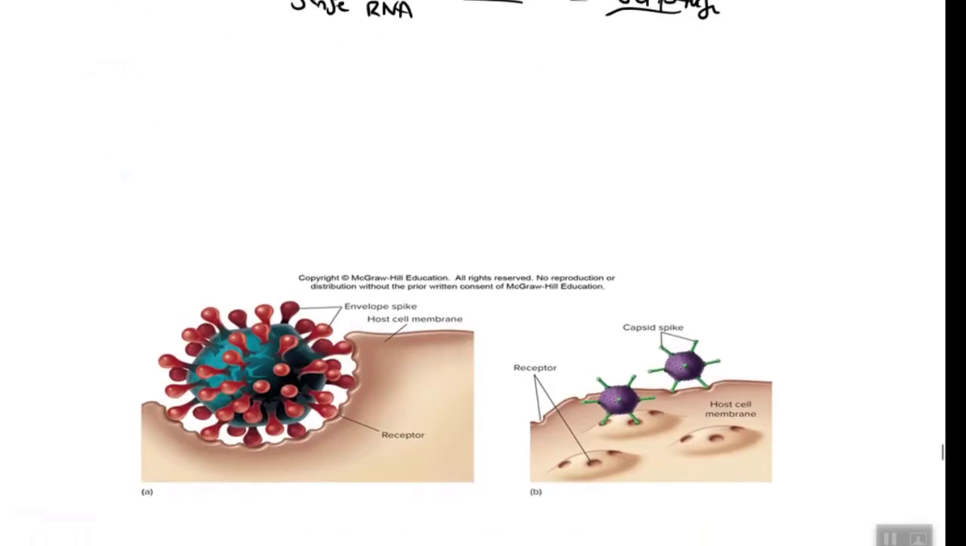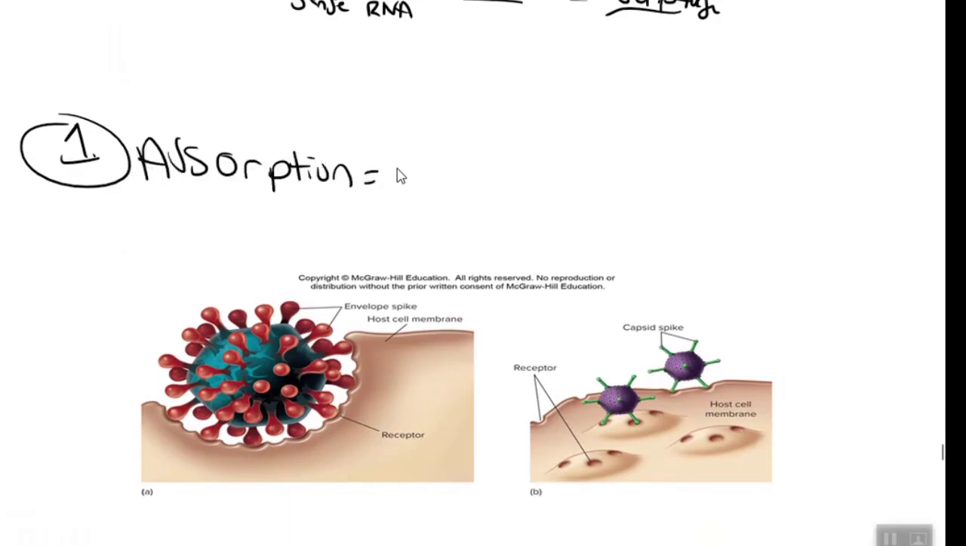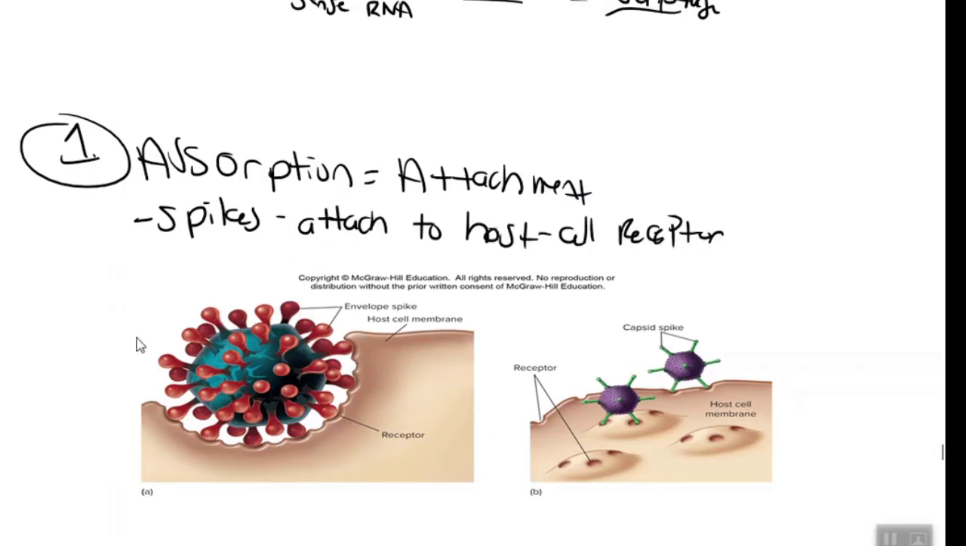Okay, so the first stage of animal virus infection is adsorption, which is a fancy word meaning attachment. So this is very simple. Most animal viruses have spikes. And remember, the spikes will attach to a specific host cell receptor, and they're very specific to where they attach. So for example, the hepatitis virus will attach to liver cells. HIV will attach to helper T cells. Rabies virus can attach to multiple mammalian cells.